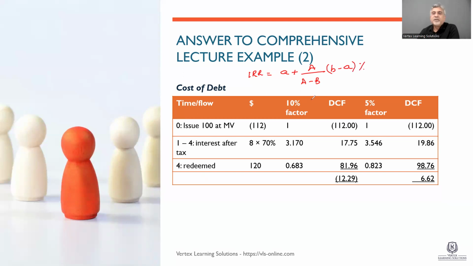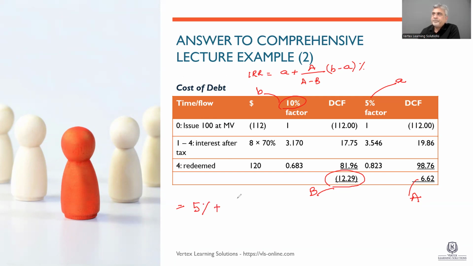This was your formula where small a was the small discount rate, which is this one. And capital A is the NPV at the small discount rate. Small b is the higher or the larger discount rate. And capital B is the NPV at the higher discount rate. So you will start with a, which is 5%. You will say 5% plus A.